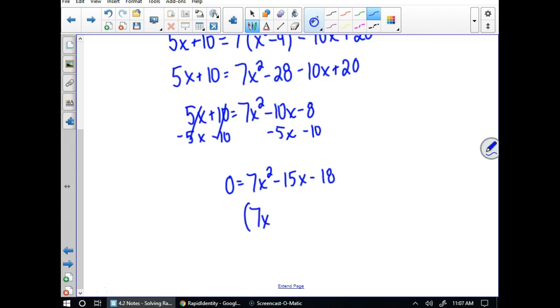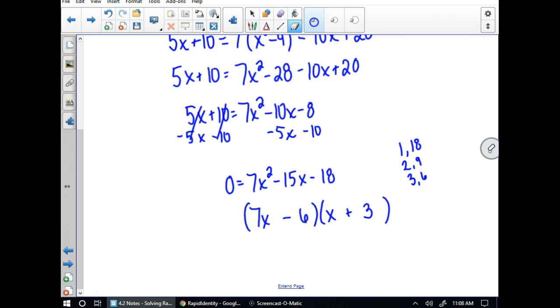So 7x and x. 18, we could use 1 and 18. We could use 2 and 9. We could use 3 and 6. Anybody found the one that works? 6 and 3 is going to work if we put a minus 6 here and a plus 3. You kind of have to guess and check on that. It's not super simple to figure out which one works.